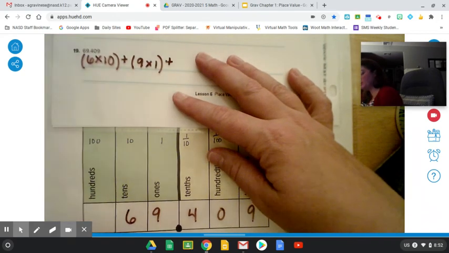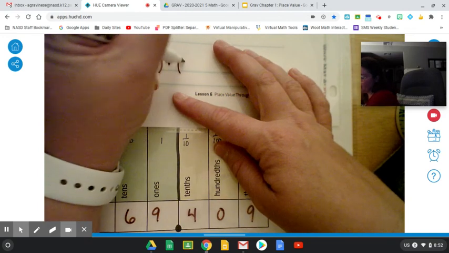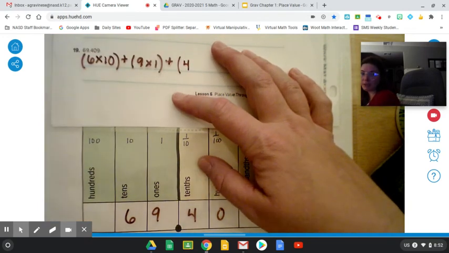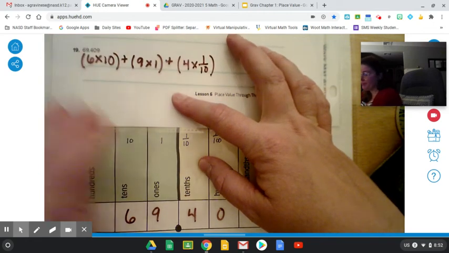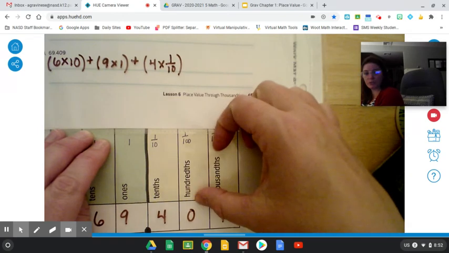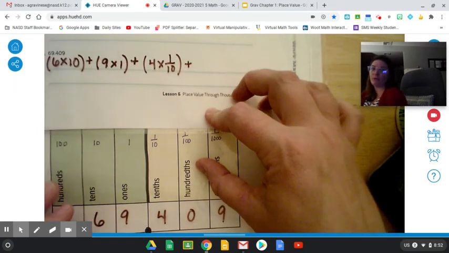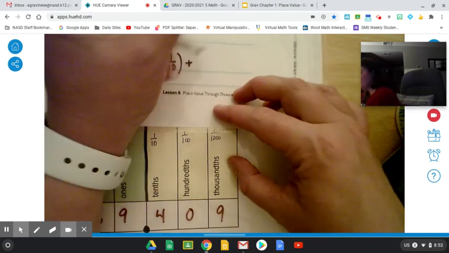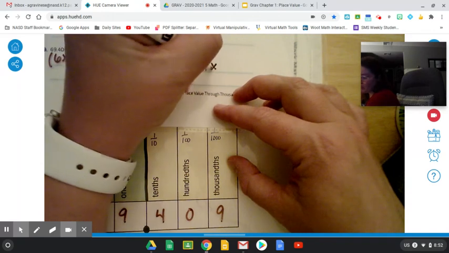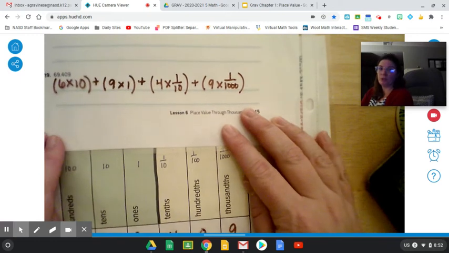Now I'm heading to my decimals, so I'll see fractions. I have 4 in the tenths place. So that's 4 times 1/10. There are 0 hundredths, so I don't need to write that when I do expanded form. But I do have 9 thousandths. So I write 9 times 1/1000th. And there's your expanded form.